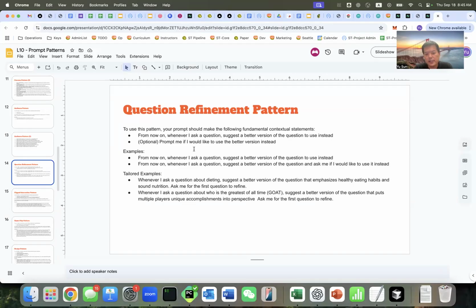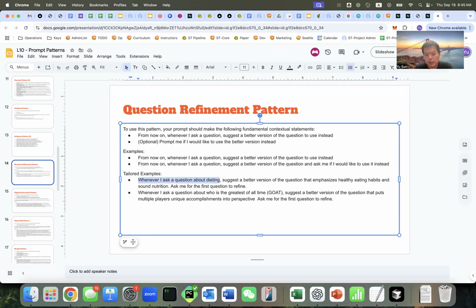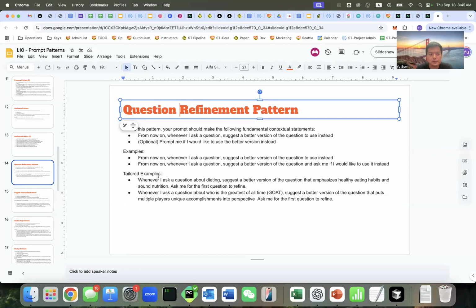Yeah. Based on this pattern, you can add a lot of other things. Okay, so for example, here, whenever I ask a question about diet, suggest a better version of the question that emphasizes healthy eating habits and sound nutrition. So always add that kind of highlight and emphasis. Whenever I ask a question about who is the greatest of all time, suggest a better version of the question that puts multiple players' unique accomplishments into perspective. Okay, so you can definitely give a lot more details and constraints. Okay, so that we'll get better. Okay, so this pattern is pretty simple.